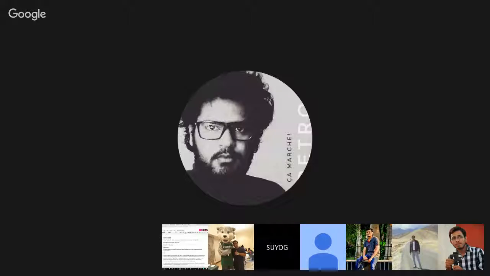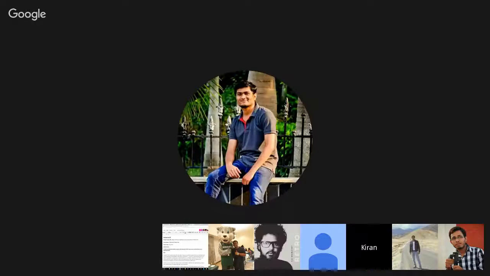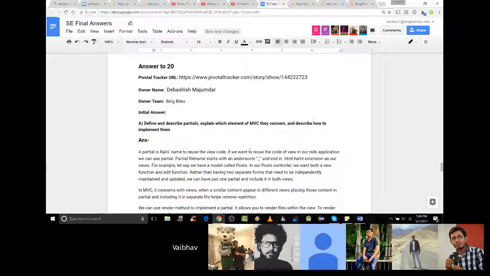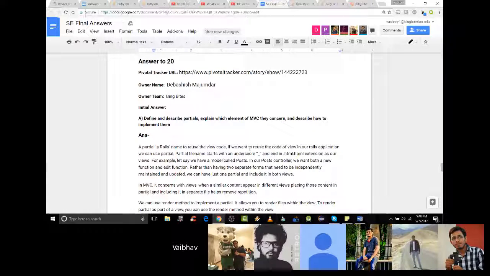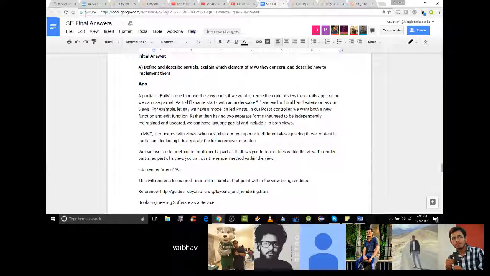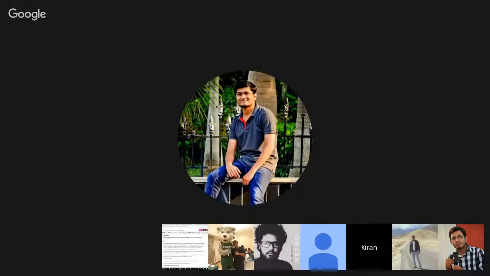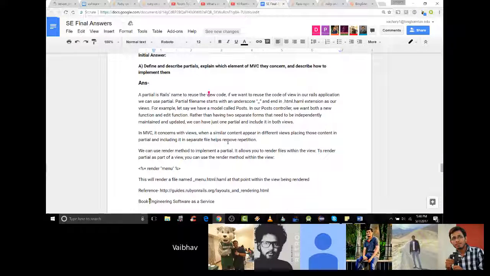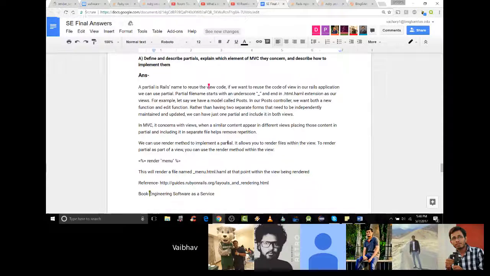Okay, for number 20. First question is define, describe partials. Explain which element of MVC they concern, describe how to implement them. In the first paragraph, I defined and described the partials. In the second paragraph, I explained which element of MVC they concern. And in the third paragraph, I described how to implement them. So you can look at the answer and give some comments or anything I have to update.